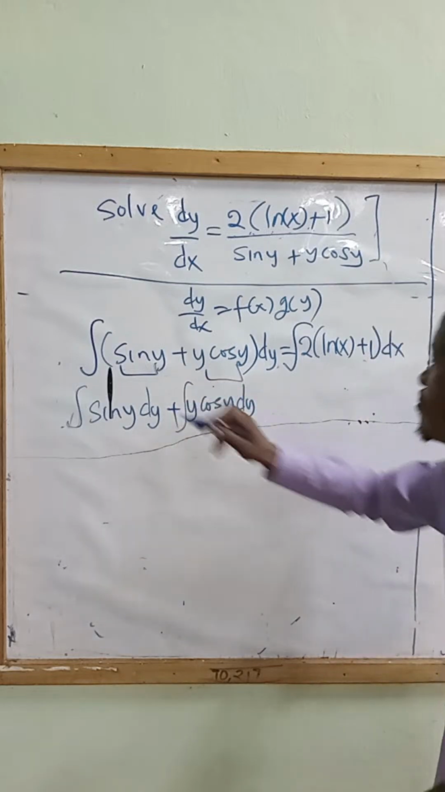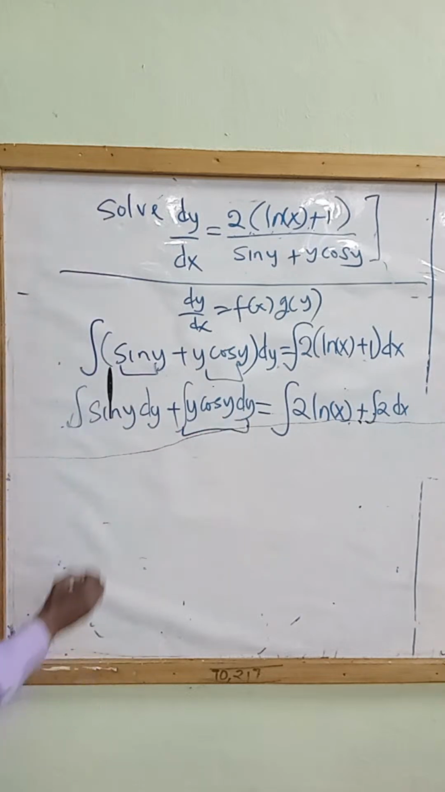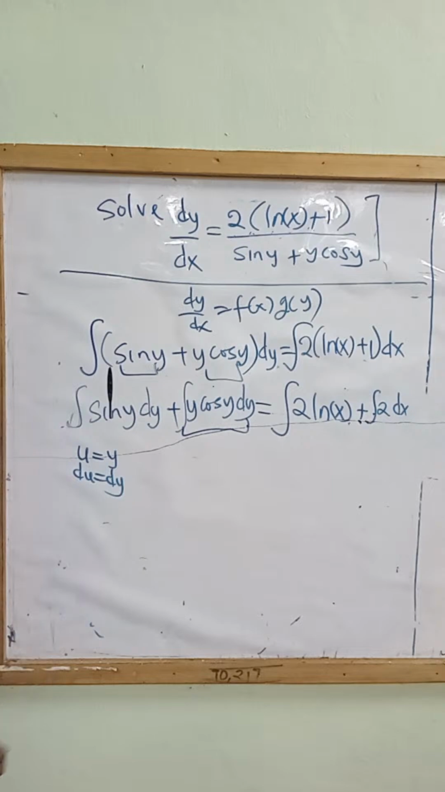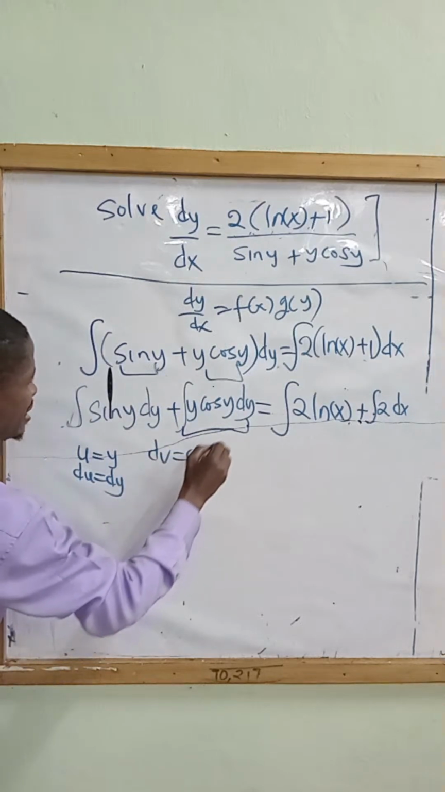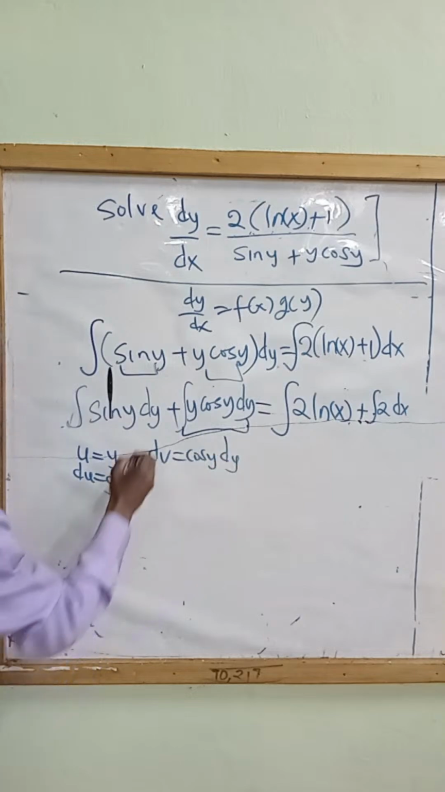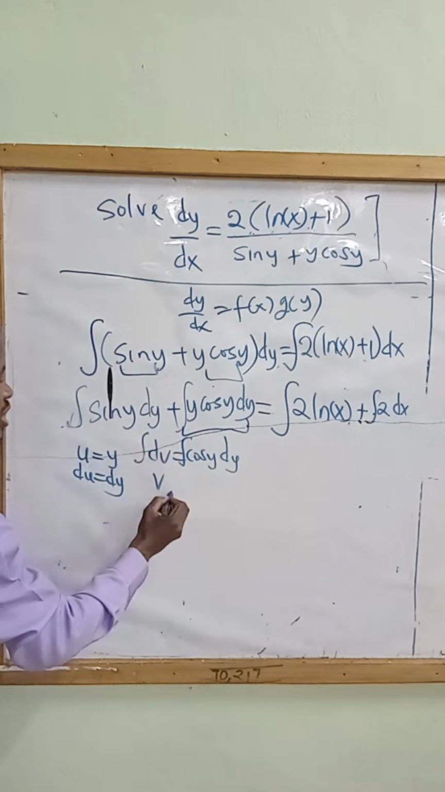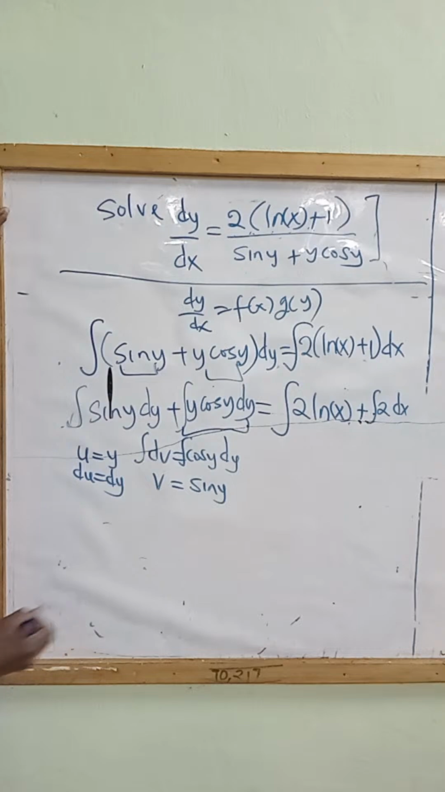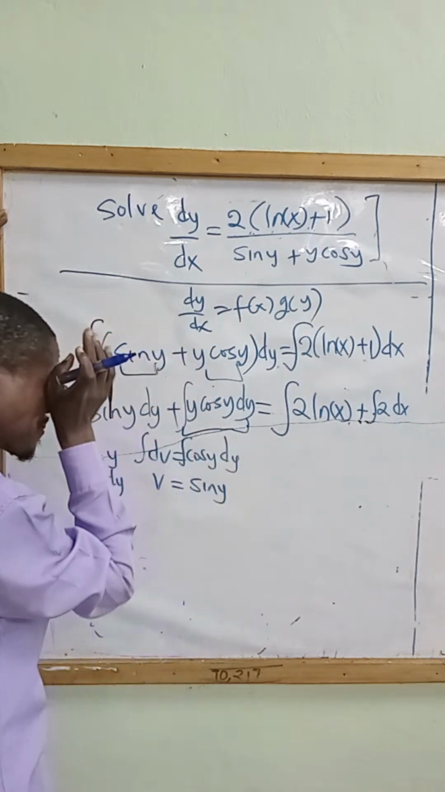Don't forget the integral. This one here is a product rule. Let u be equal to y, and then v is equal to cos y dy. Integrate this, and that will be v equal to sine y. Let's do this one also.